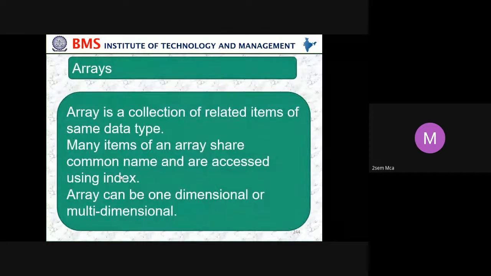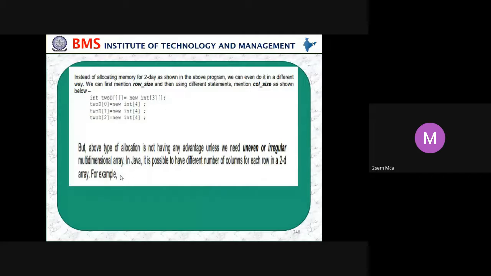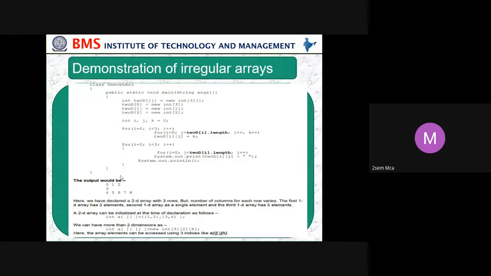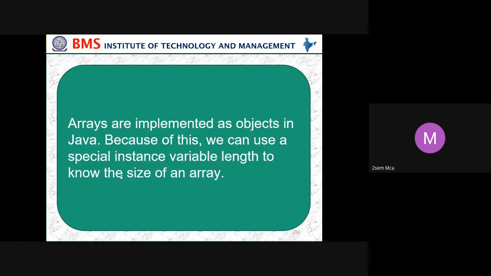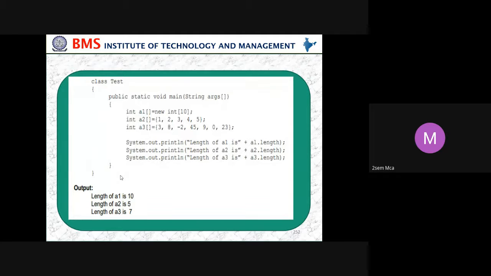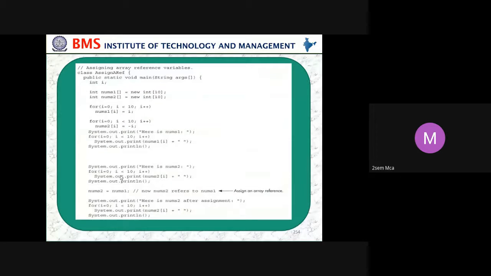Okay. So in the last class, we started with arrays. We did one-dimensional arrays and multi-dimensional arrays. We even saw what irregular arrays are, and the alternative array declaration syntax. There were two, one with brackets before the variable name, one with brackets after. These are the two declarations for an array. And we saw how to use the length of the array, the number of elements in that array, to display it. Then assigning array references.